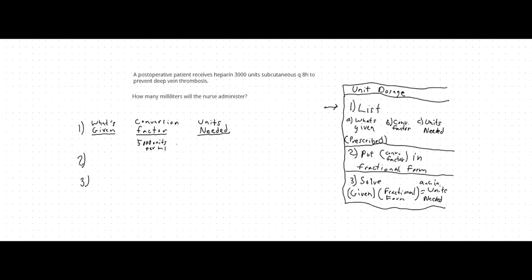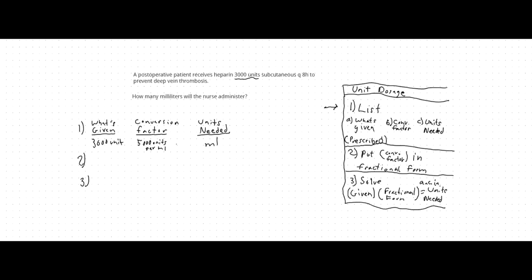Now let's get the other two pieces of information from the question. What's given is what's prescribed. It says the postoperative patient receives heparin at 3,000 units, so 3,000 units is what's given, and we're going to write that down over here. Now we have to see what units are needed. We're not necessarily going to get a number, but we're going to get a unit. In the last part of the question, it says how many milliliters. Milliliters is the unit, so we write that down. And now we're all set. We have completed step one and have the three pieces of information we need.